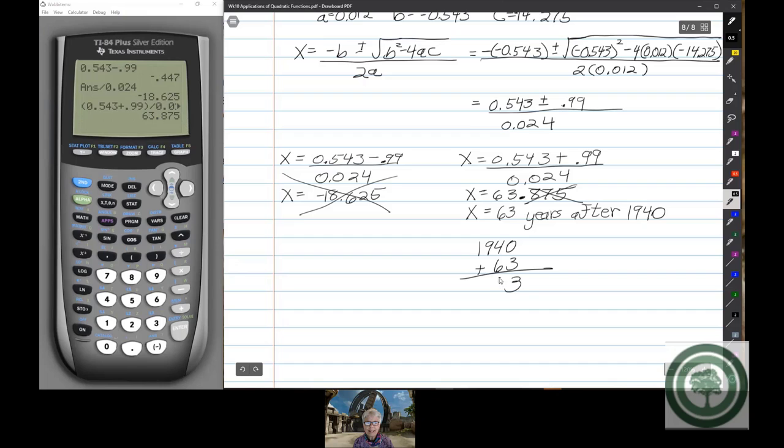1940 plus 63, 0 plus 3 is 3, 4 plus 6 is 10, write down the 0, carry the 1. 1 plus 9 is 10, write down the 0, carry the 1. 1 plus 1 is 2. Yes, indeed. In the year 2003, there were 50,000 multi-generational households in country A.